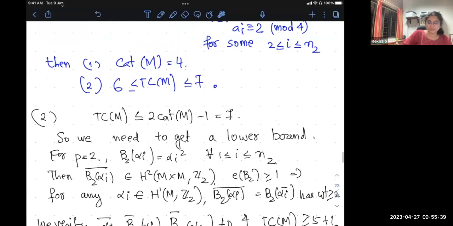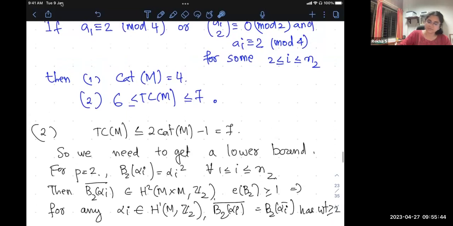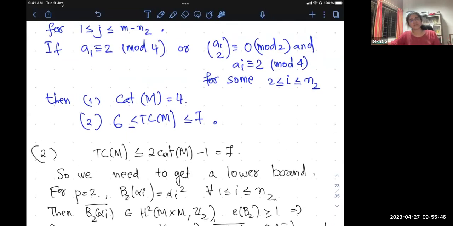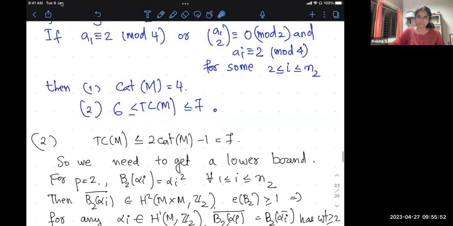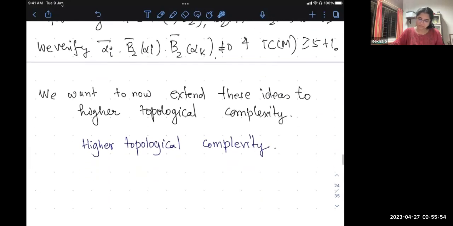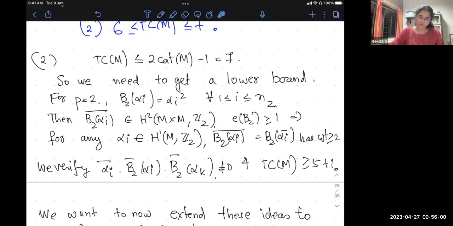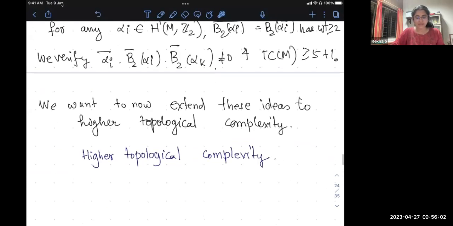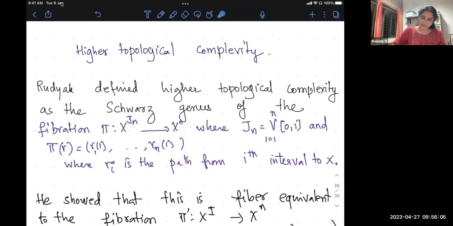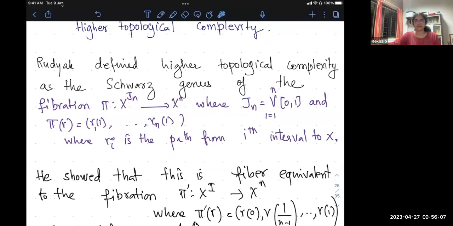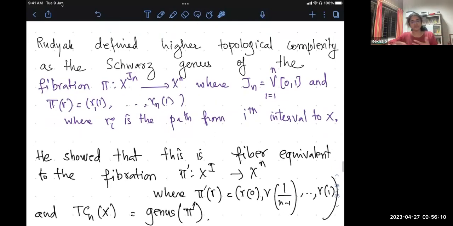Ideally, we'd like to do better, and we did think some about the cases where M actually has some nice free action on it, then we can probably say the exact value of TC for them. So what we want to do then is use all these ideas and compute TCN of a space. Let me just quickly go over the definitions of TCN. Are there any questions before I move on?